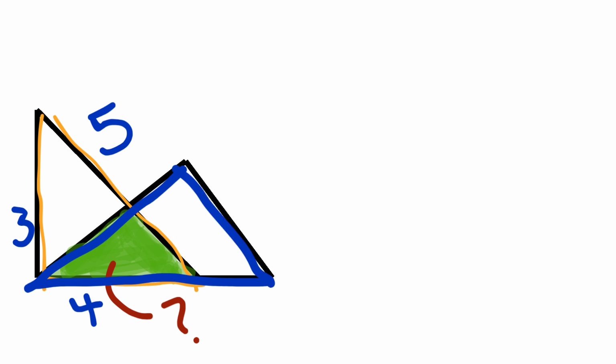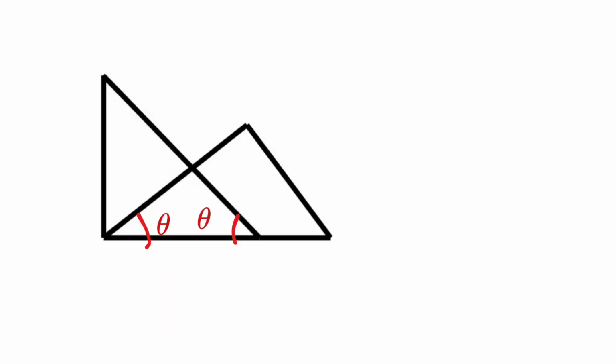For the second triangle, label the sides 3, 4 and 5. Name this triangle's angle as theta.